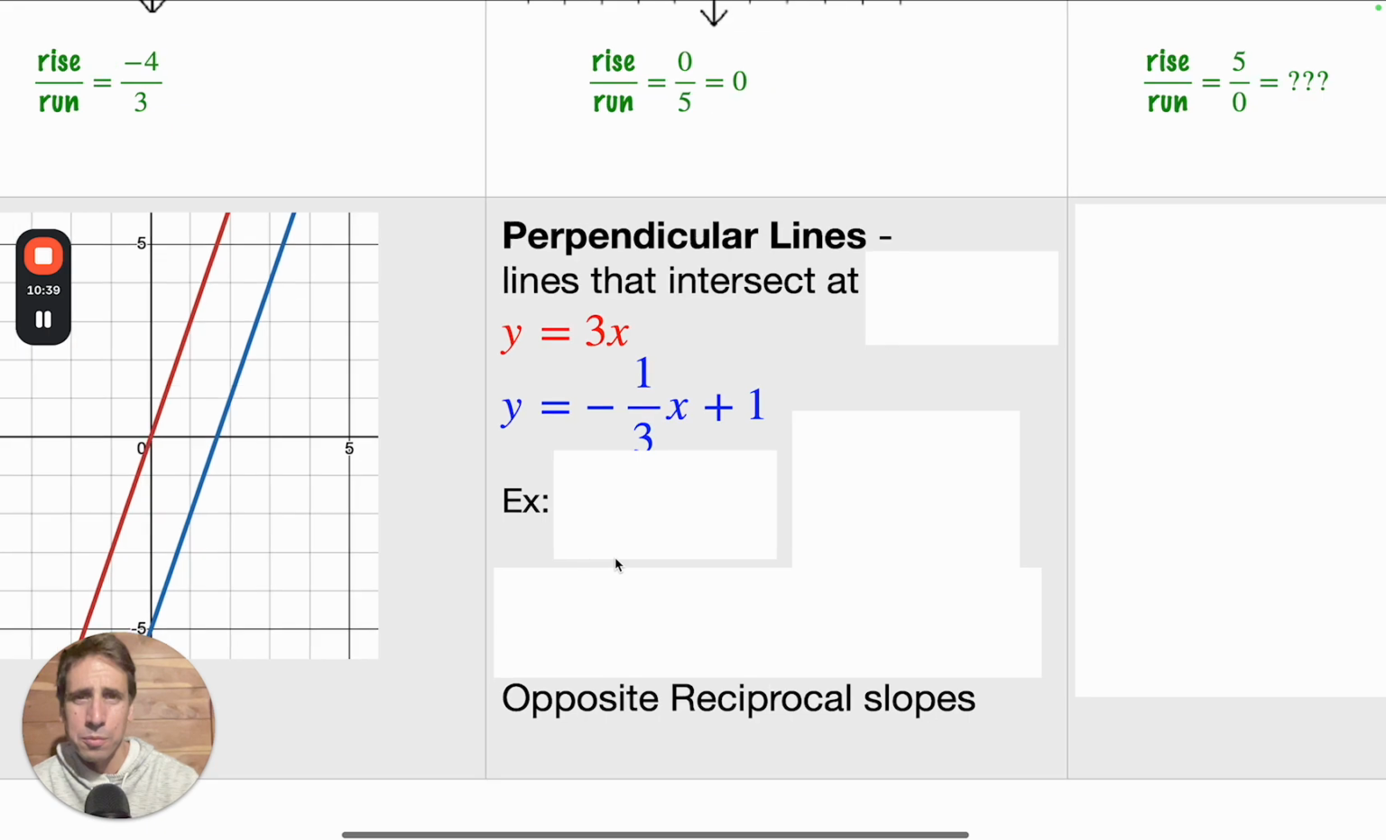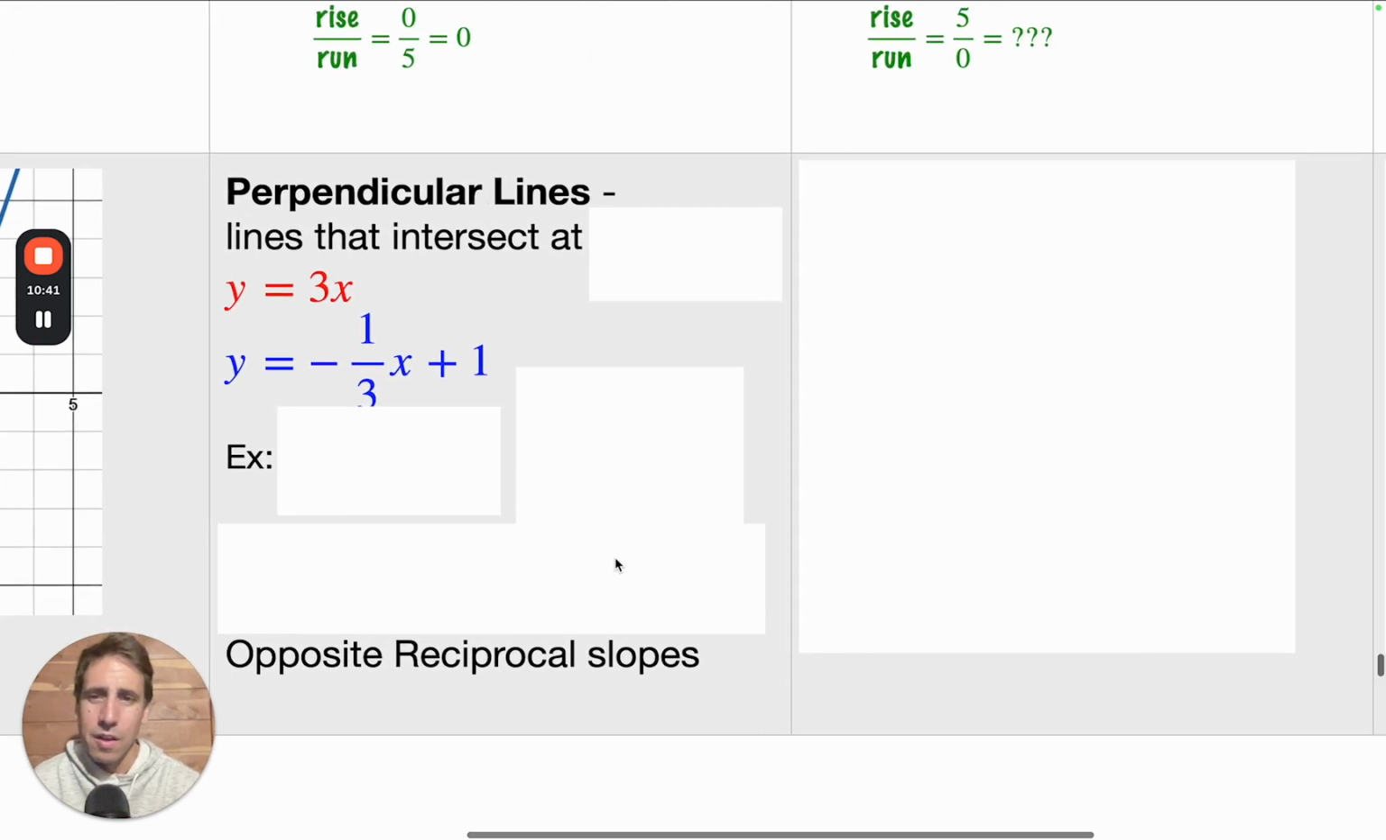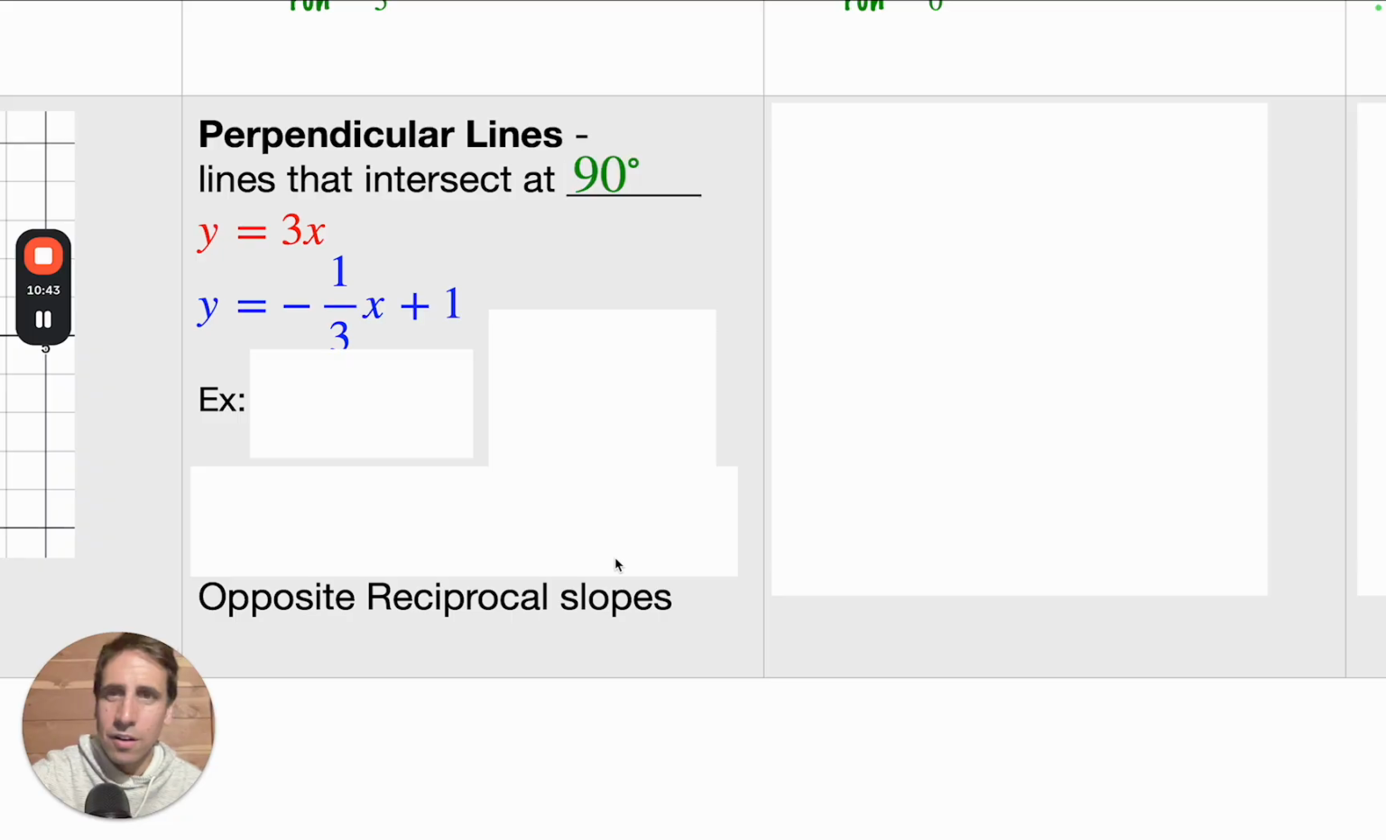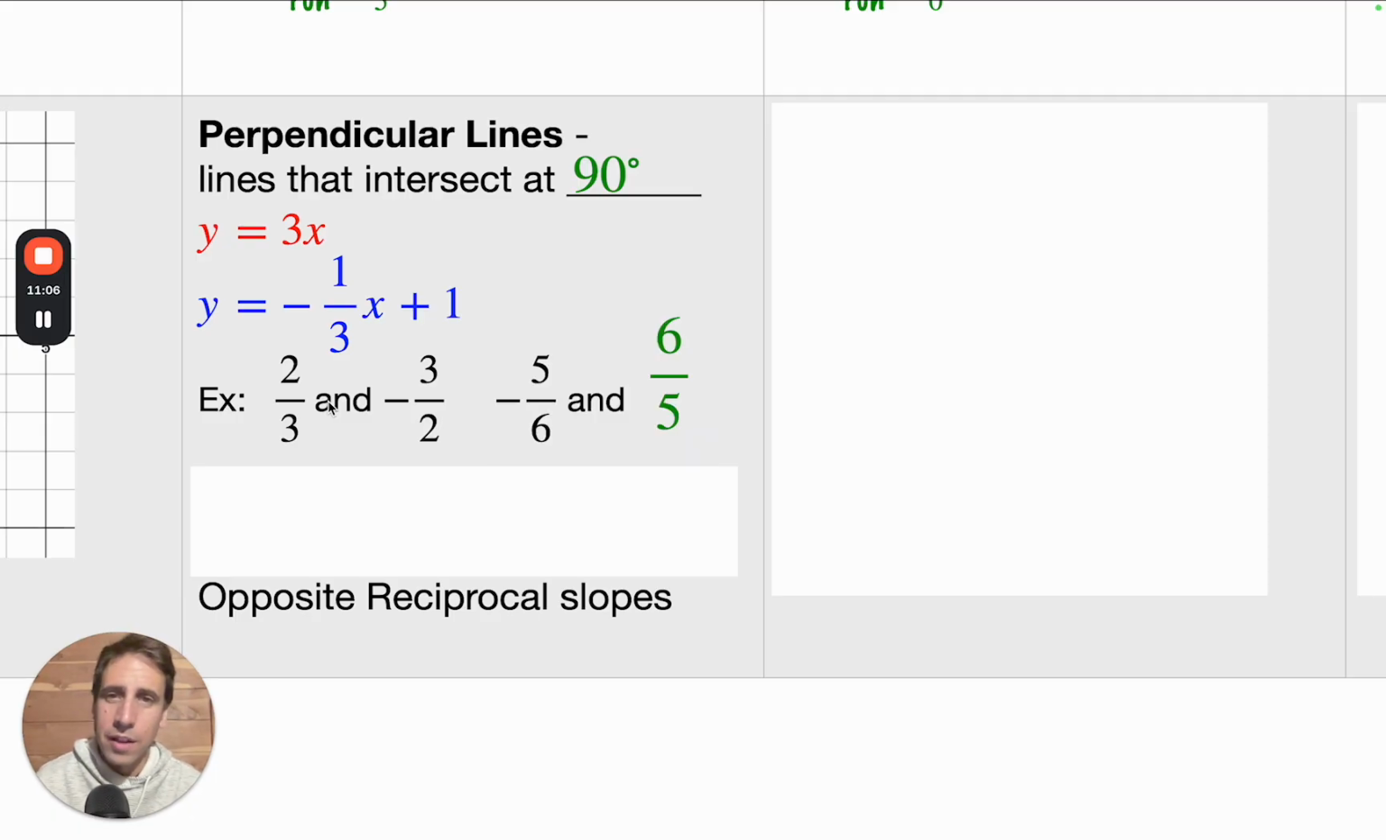What's a bit trickier to spot is perpendicular lines. Perpendicular are lines that intersect at 90 degrees. So, for example, you might see something like y equals 3x and y equals negative 1/3 x plus 1. So, let me give you an example of perpendicular slopes. A slope of 2/3 and a slope of negative 3/2, those are perpendicular. Another example, negative 5/6 and positive 6/5.